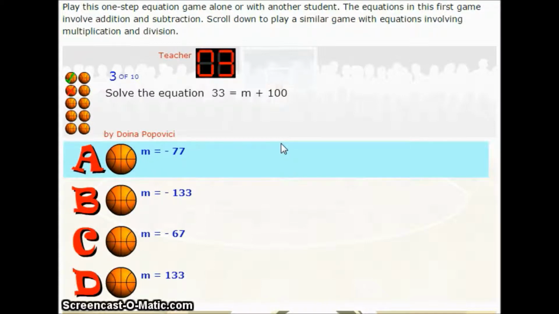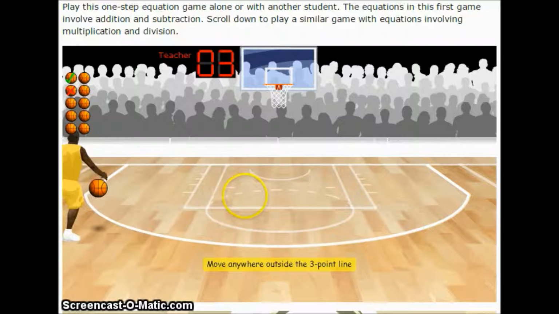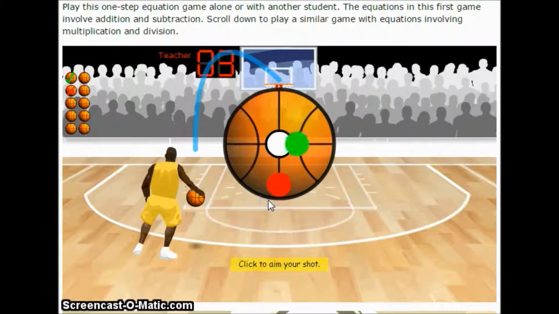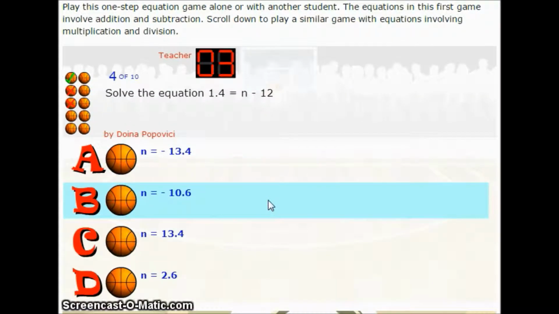Okay, this will be our last equation that we do, and you can play on your own as much as you want. And again, this is great practice. This equation says 33 equals m plus 100. We're adding. What's the inverse operation of addition? Subtraction. That means we need to subtract 100 from both sides. When we subtract 100 from both sides, we get. See if I can make it. Oh, too bad. Maybe you'll be better at the shooting portion.